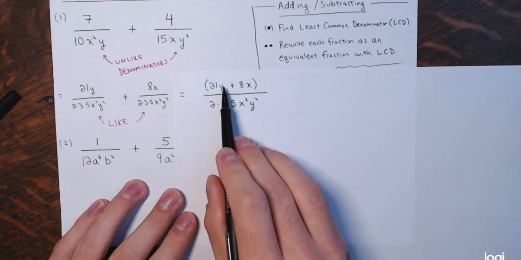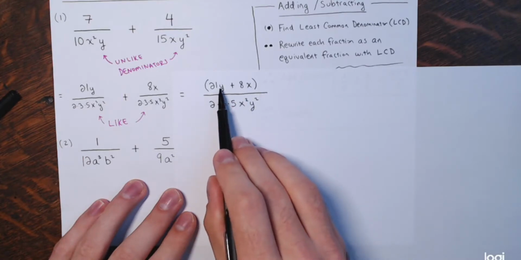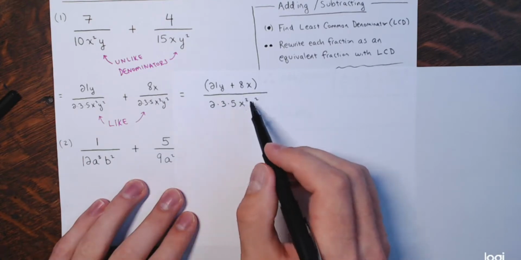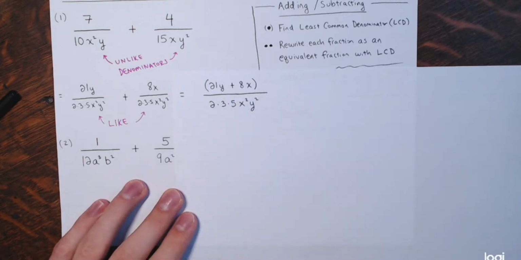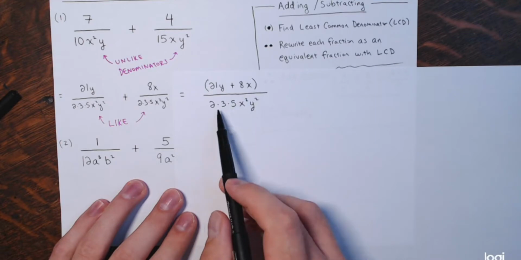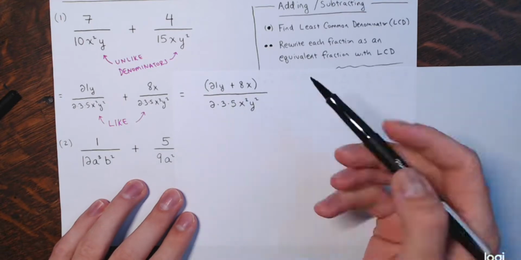This is a sum. You can only cancel parts of products. You can only cancel parts of multiplication. You can't cancel parts of terms, parts of sums or differences. So don't do the bad canceling. So that's going to stay the way it is, and then nothing cancels.